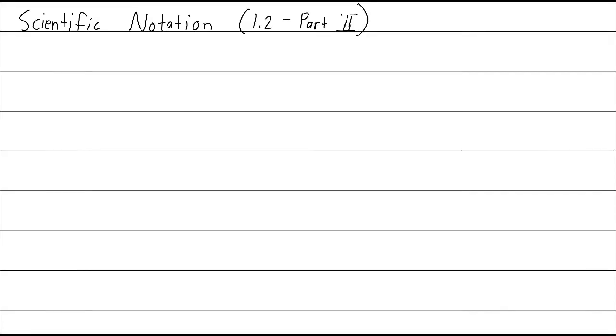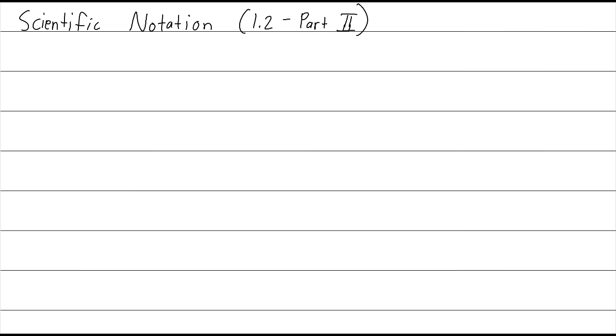Okay, so for the second part of section 1.2, we're going to talk about scientific notation. Scientific notation is a convenient way to write really big or really small numbers. That's all it's about. So, in general, what do these things look like?